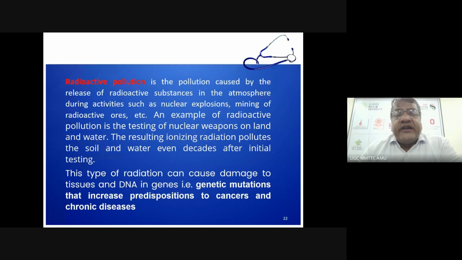This type of radiation, radioactive pollution, can cause damage to the tissue and DNA in the genes. That is genetic mutation, which increases the predisposition to cancers and chronic diseases. If a person is exposed to these radiations, he or she becomes more predisposed to developing cancers. They are more prone to developing cancer and chronic diseases.